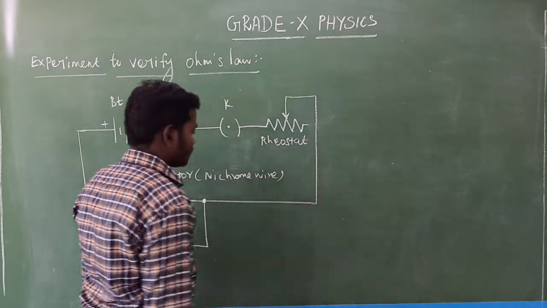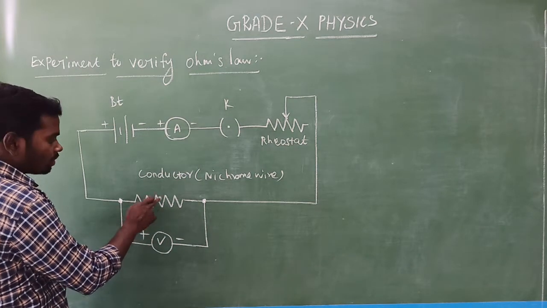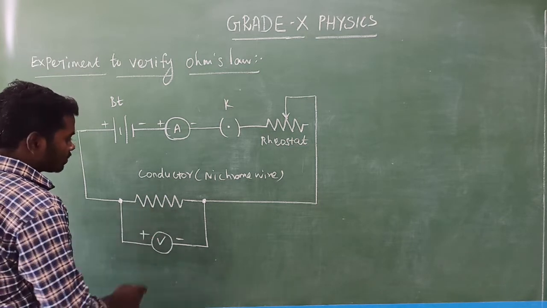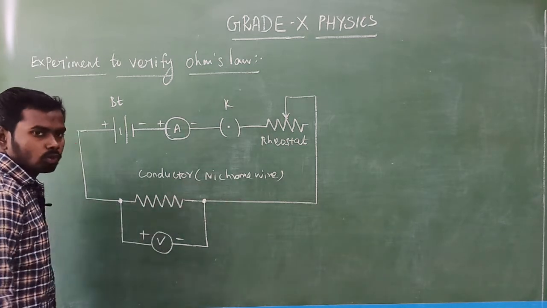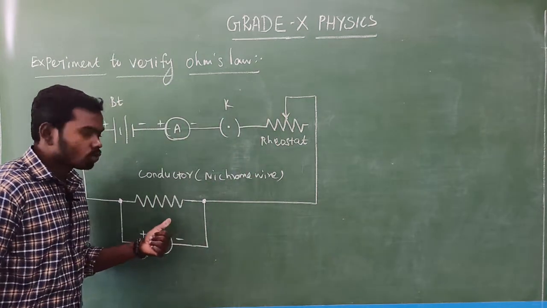This is a rheostat, this is a voltmeter, and this is the conductor, the unknown resistance. We are going to find out the resistance of this conductor. This conductor is a nichrome wire. Nichrome is one of the good conductors of electricity. Even though it is an alloy, it is one of the good conductors of electricity.